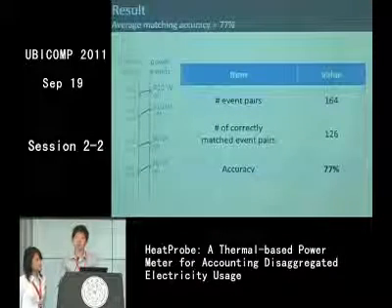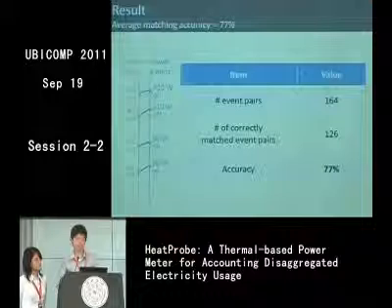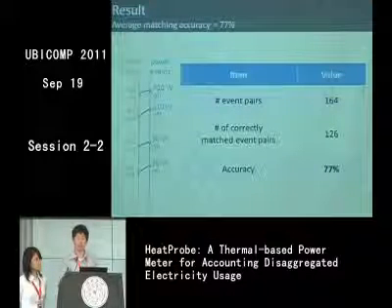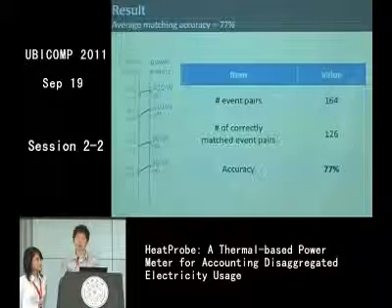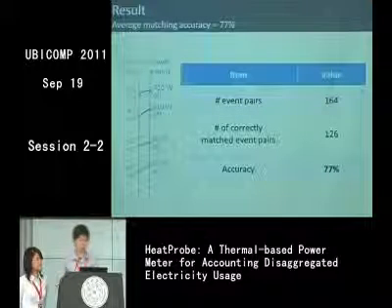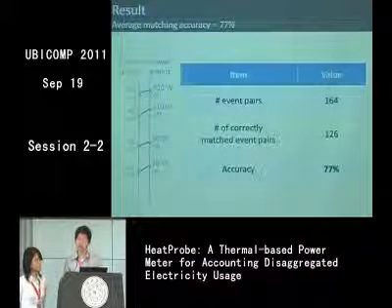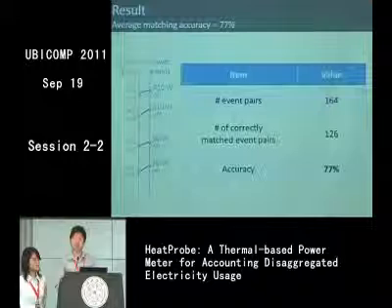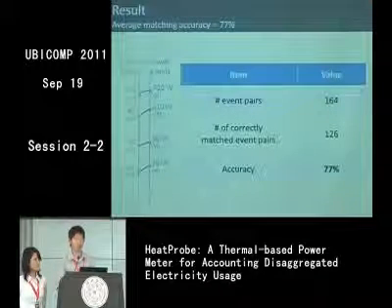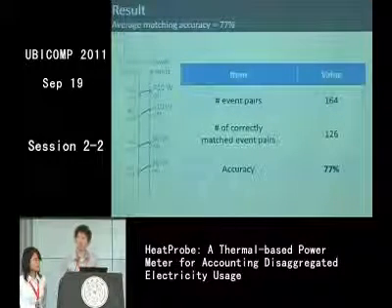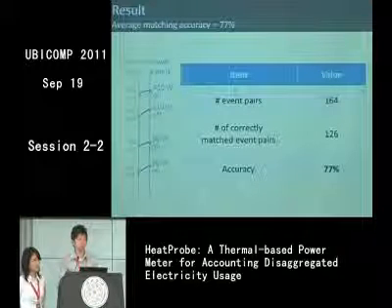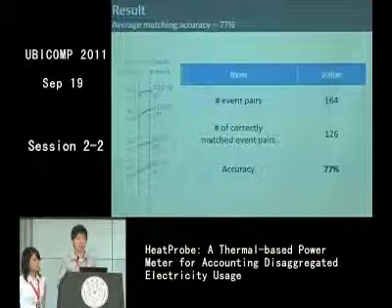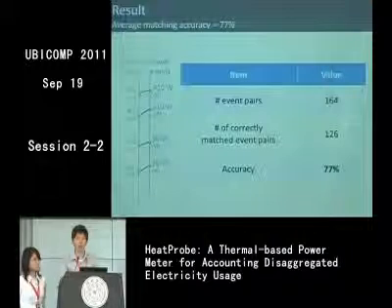To answer the question, we measure the matching accuracy. The event matching accuracy measures how well the thermal event will correctly match to a power event. Out of 164 event pairs, 126 were correctly matched, and the matching accuracy is 77%. The 23% error contributes to the error in appliance usage time detection.